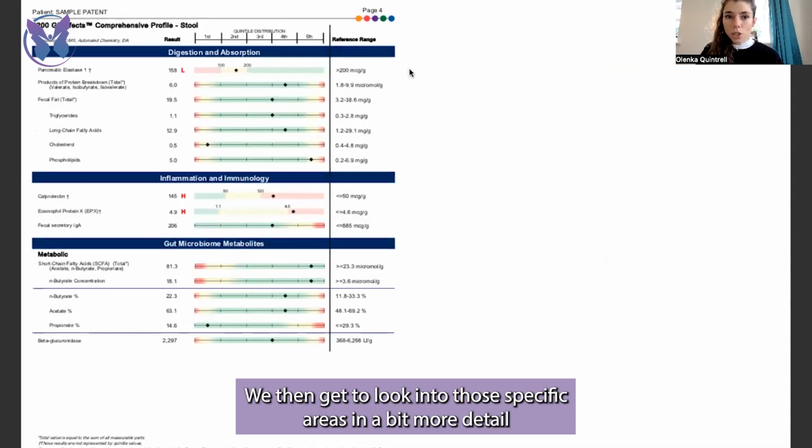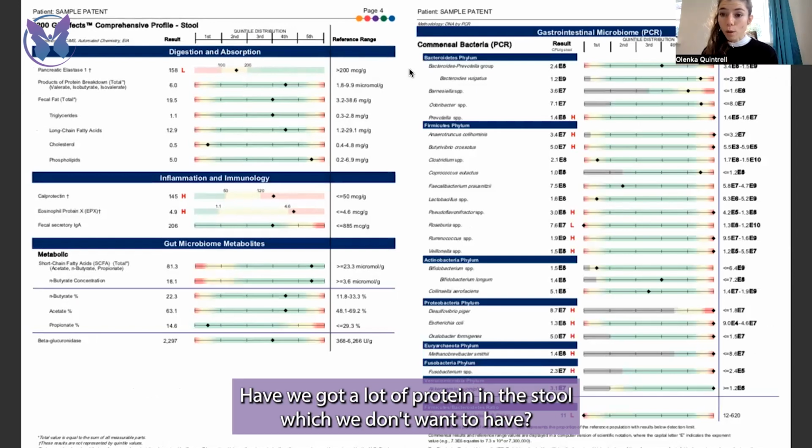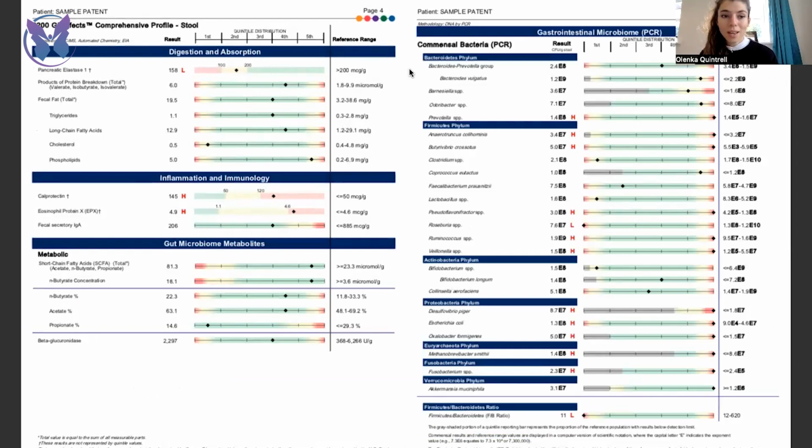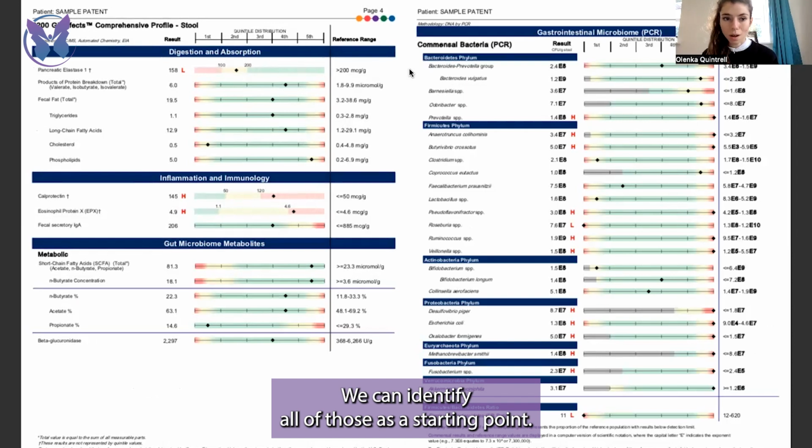We then get to look into those specific areas in a bit more detail. So we look into the breakdown of food. Have we got a lot of protein in the stool, which we don't want to have? Have we got a lot of fecal fat? So are we just not absorbing our fats properly, etc.? We can identify all of those as a starting point.